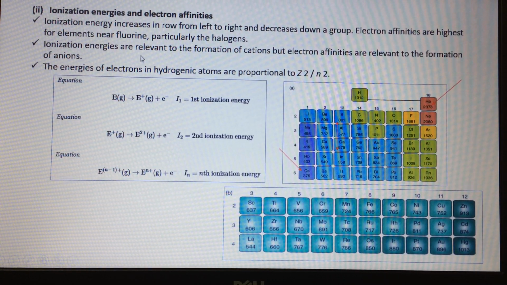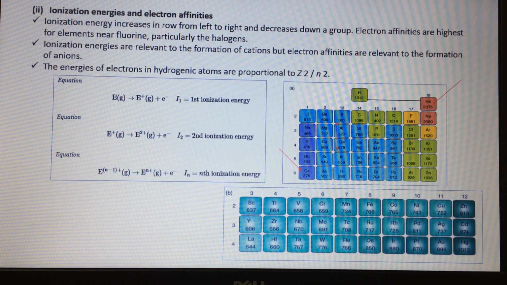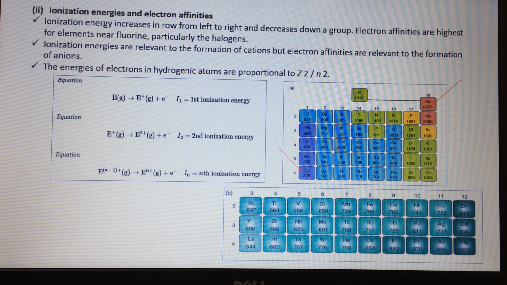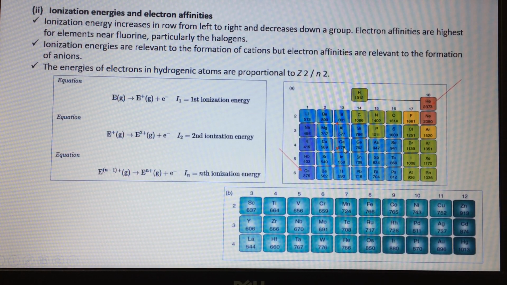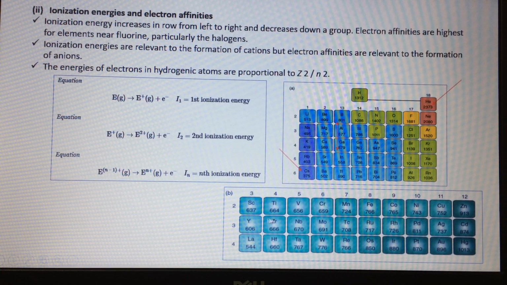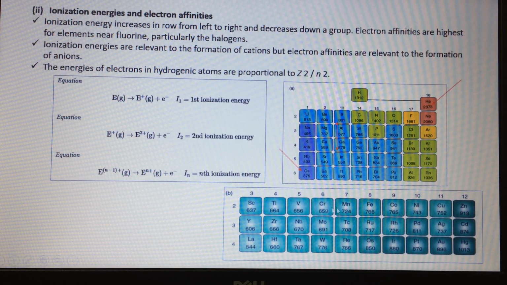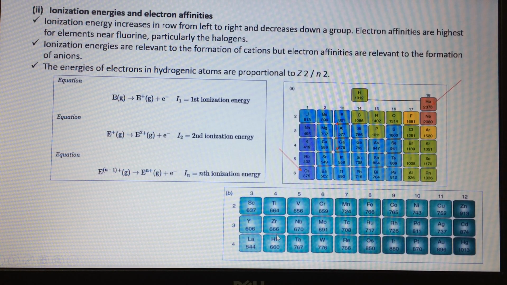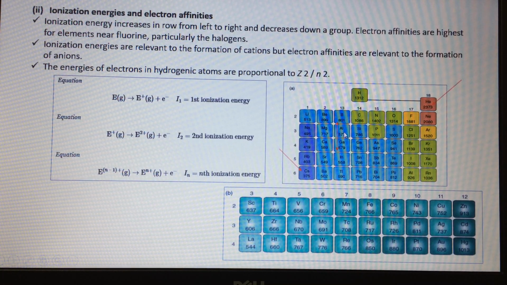This is because of the alternation effect. It's due to the intervention of 3D subcells. That's why this happened in this case. And a similar trend I also found in the transition metals. The ionization energy increases from left to right and decreases from top to bottom. But here only it is the exception due to the alternation effects.